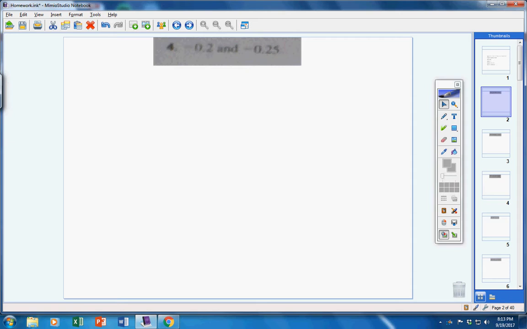The directions say to graph the numbers on a number line, then write two inequalities that compare the numbers. Now students, you do not have to use a number line unless you want to.